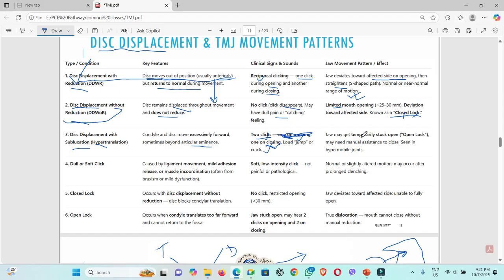The jaw may get temporarily stuck open, open lock, and may need manual assistance to close it, seen in hypermobile joints. Which glide will you give, guys, to close the mouth? Posterior. Okay, posterior. We'll come to that later. So disc displacement with subluxation, there will be two clicks while opening and two clicks while closing.